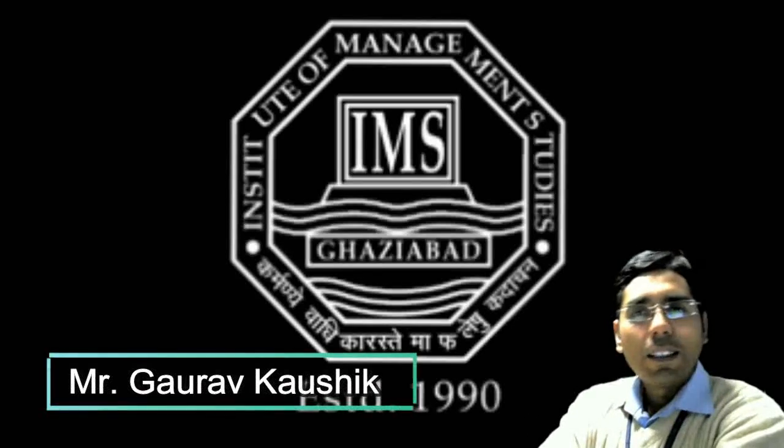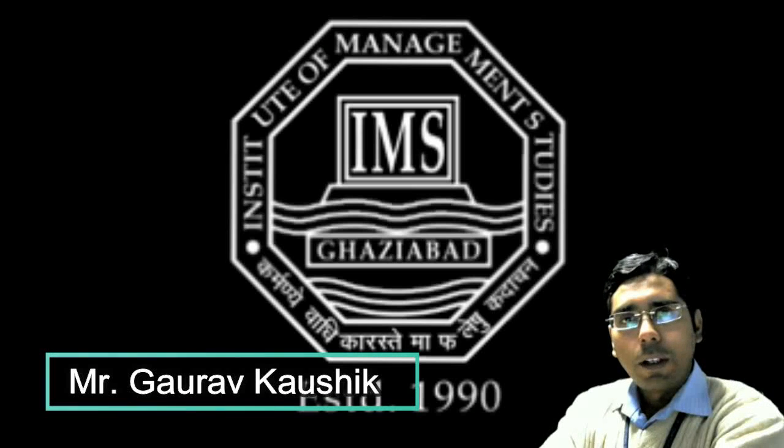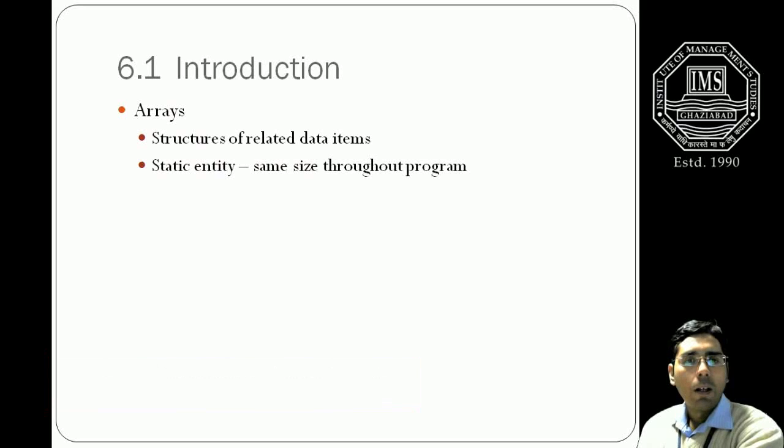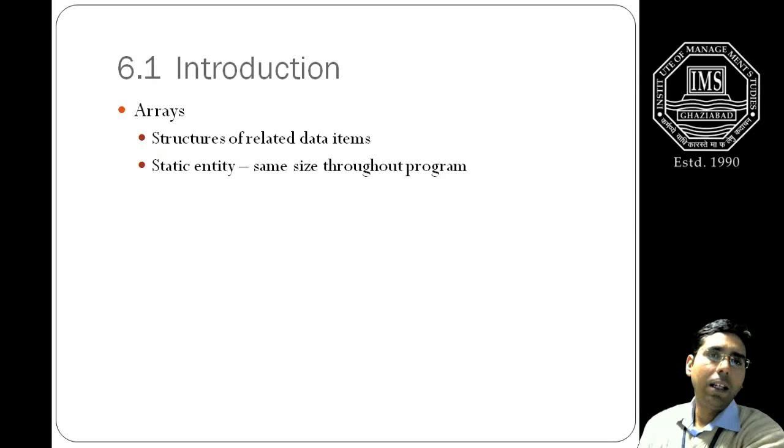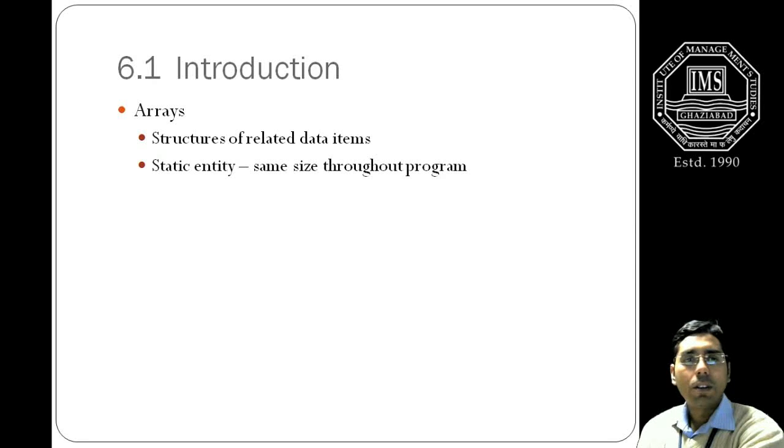Hello friends, so in this lecture we will understand the concept of array, what array is. So what's an array? Array is a structure of related data items, a static entity, same size throughout the program. Array is a data structure that can hold the homogeneous type of data. That is, all the elements stored inside an array are of the same type.